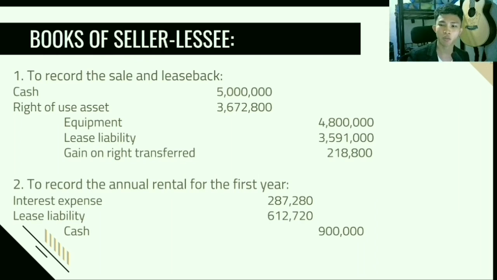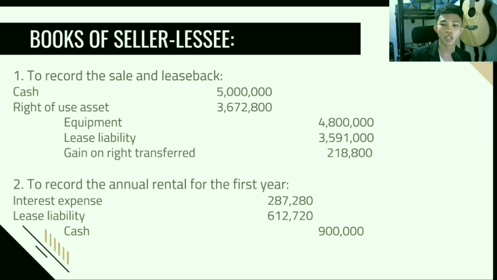So it cost 3,672,800. We will credit the carrying amount of the equipment for 4,800,000. Then meron tayong computed lease liability of 3,591,000. Meron tayong gain on right transferred for 218,800. So number 2, we will record the annual rental for the first year.